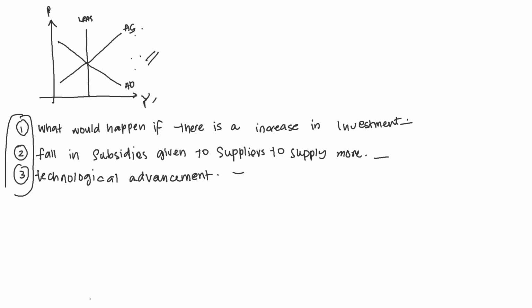All right. So it says that there's a fall in subsidies given to suppliers to supply more. This means that the government had made it easier for the suppliers to produce. This means that they have actually reduced their cost of production. So by subsidies, it means that the government has reduced the cost of production. So the cost of production has gone down? Yes. Okay.